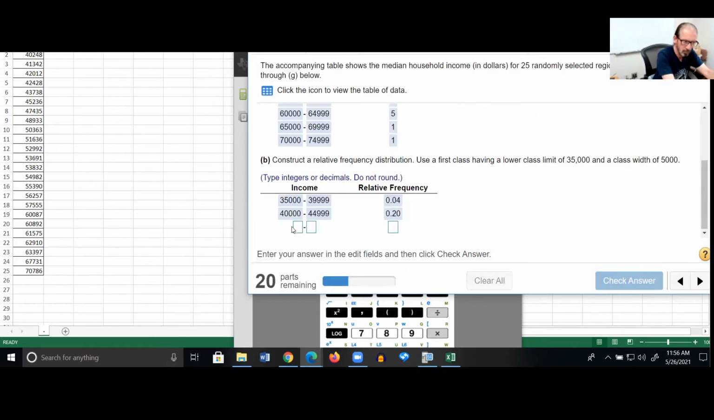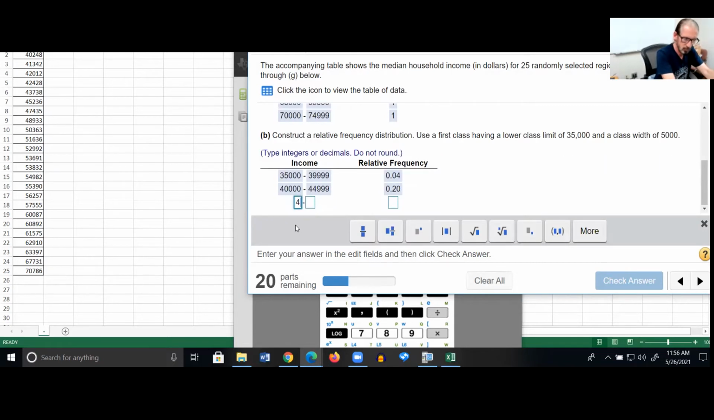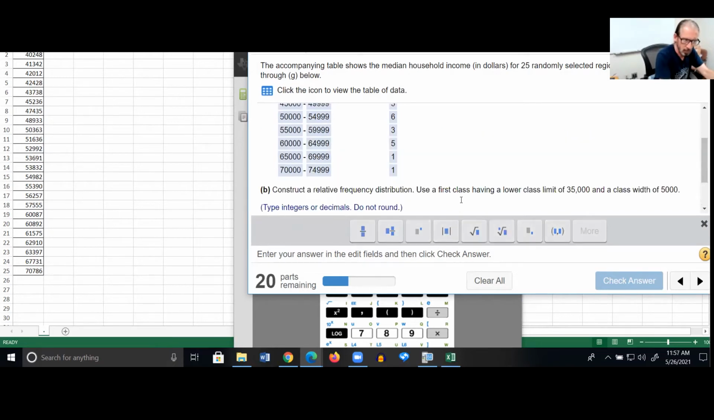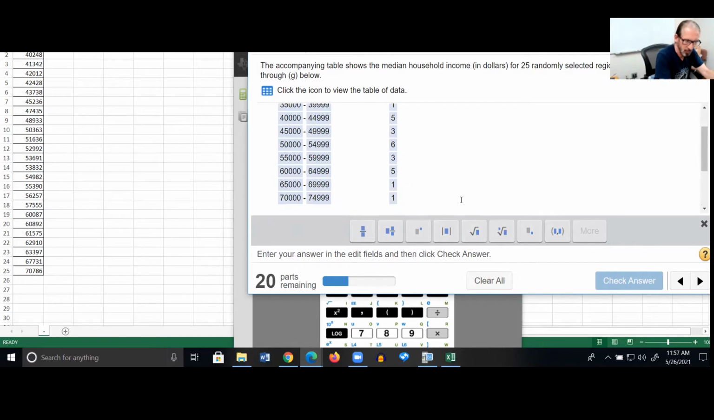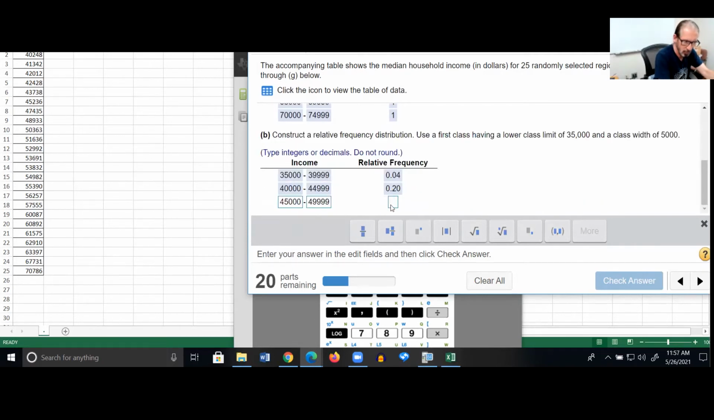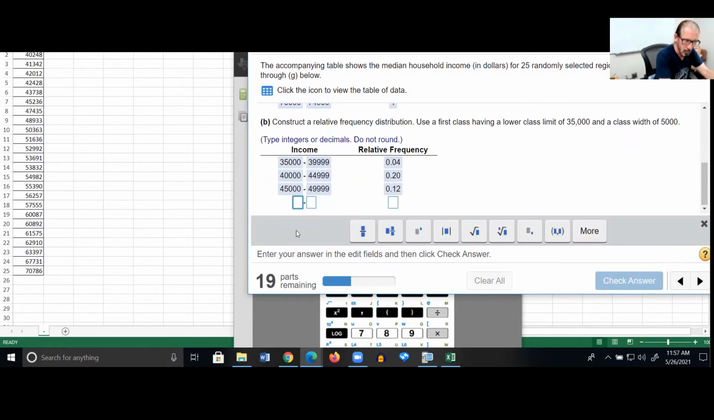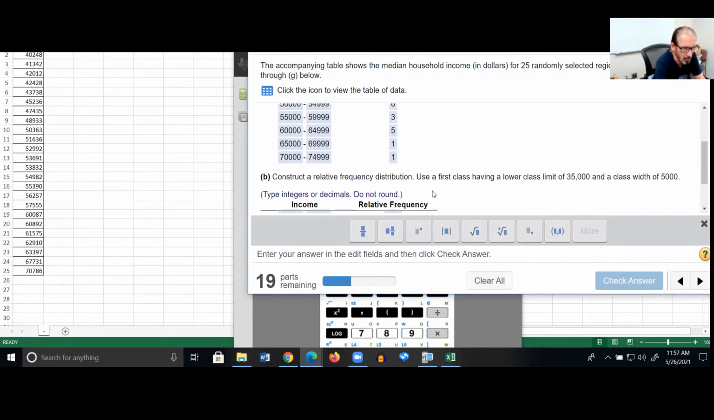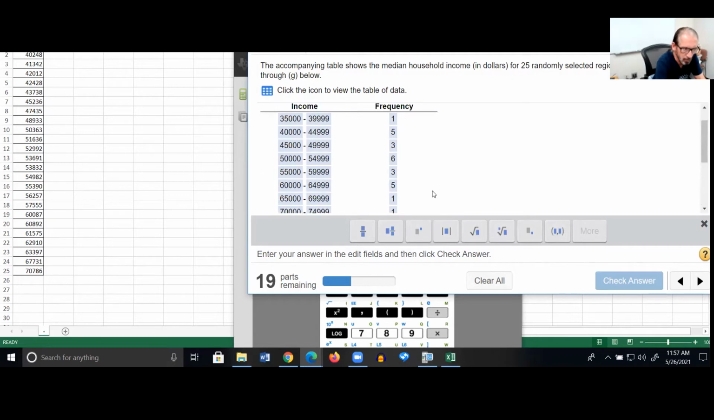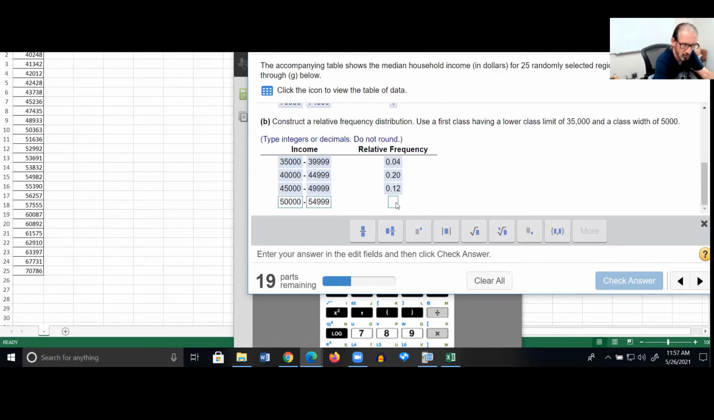Okay, 45,000 to 49,999. There were three, divided by 25 should be 0.12. $50,000 to 54,999. In this relative frequency table, I'm just setting up lower and upper class limits that are the same as what we had in the frequency table. So 6 over 25 should be 0.24, I believe.